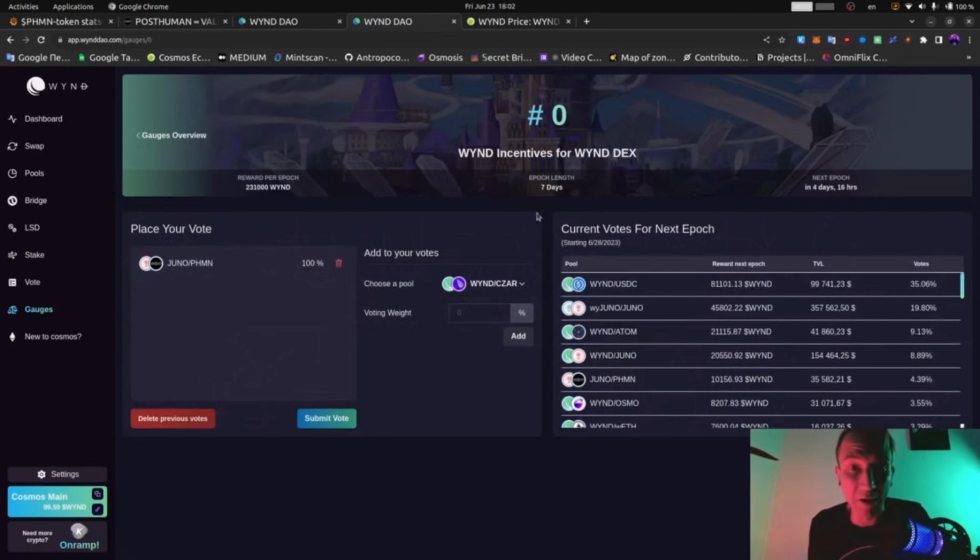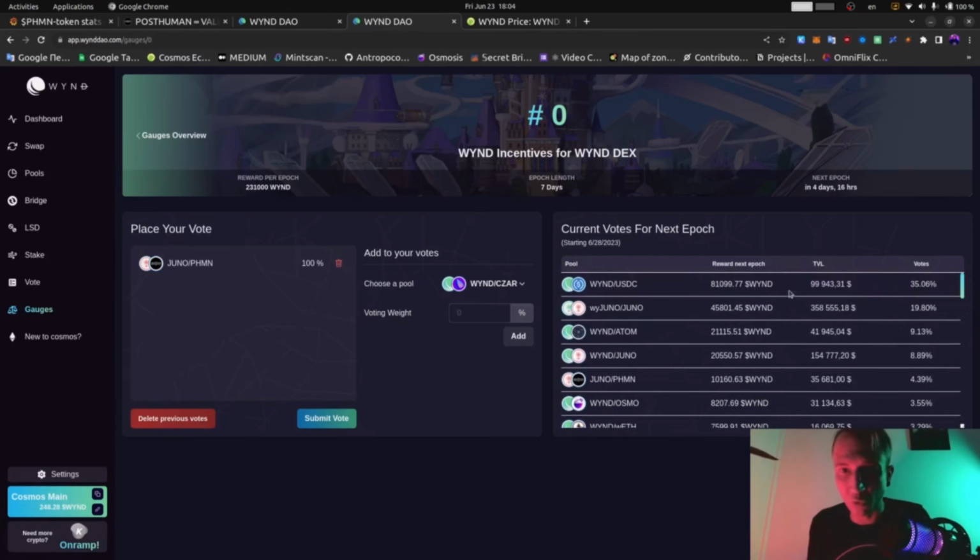What are gauges? You can choose which incentives Wynd will provide to the Wynd DEX for which pools. And it happens every 7 days, and the next epoch will start in 4 days and 16 hours. So you can choose any pool or many different pools, and choose the weight of each pool. But in my personal opinion, as I love the post-human validator and as I am part of the post-human validator community, of course 100% of my vote goes to the pool with Juno and PHMN.